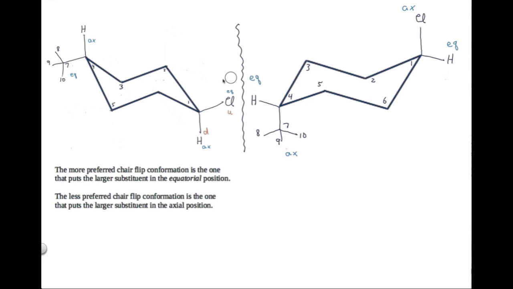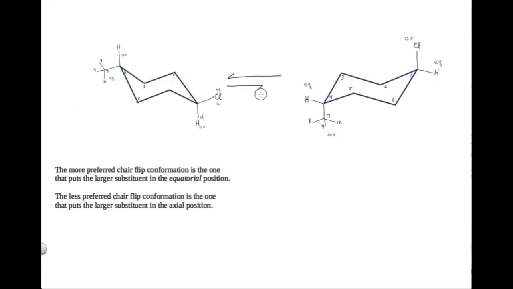So we prefer the chair flip that puts this tert-butyl group in the equatorial position. Well, this is the preferred chair flip because it puts the tert-butyl group in the equatorial position. This is less preferred because here the tert-butyl group is in the axial position. So there's an equilibrium between these two chair flips. Sometimes the molecule will look like this chair flip, and sometimes it will look like this one. It changes back and forth between the two chair flips, but this flip is preferred.